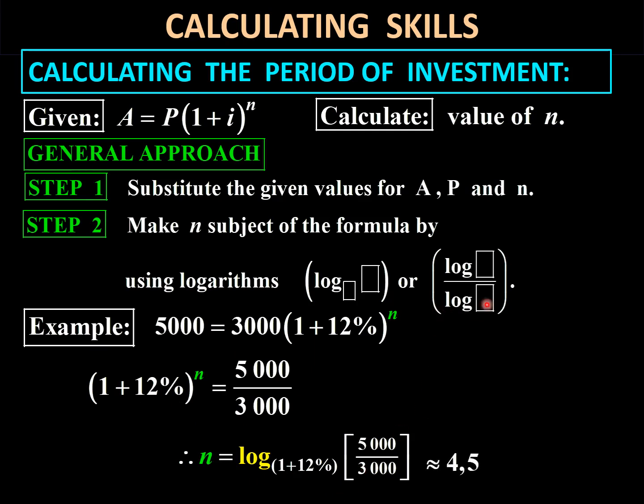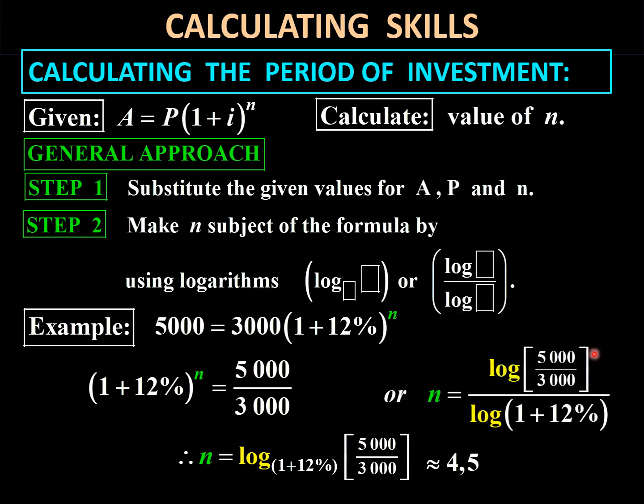We could also have done it like that. So you can say the logarithm of 5,000 over 3,000 divided by the logarithm of the base there. If you don't have that key, you can always do that, and it should give you exactly the same answer.